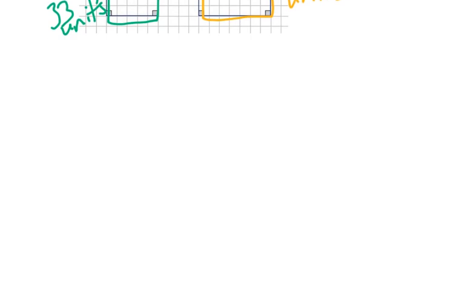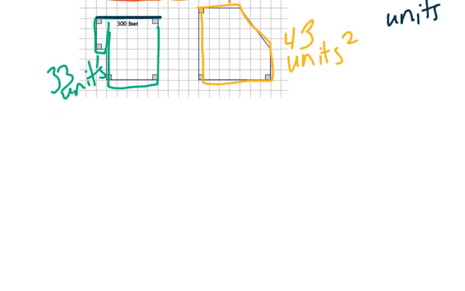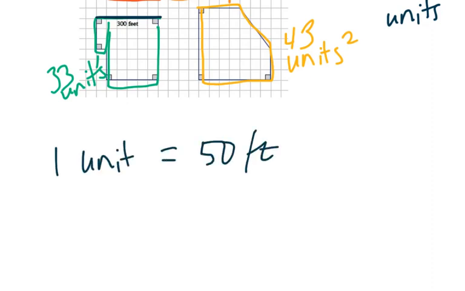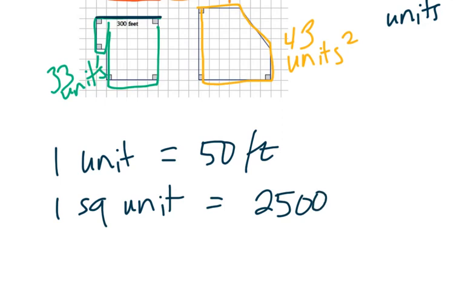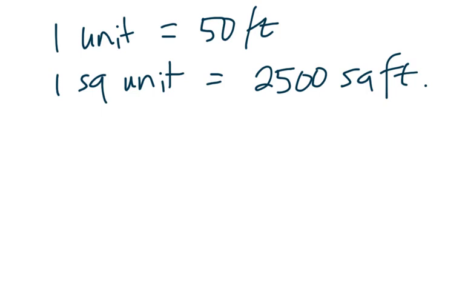So what we know is there's information here in the diagram that 6 units here give me 300 feet. So that means that each of those, you divide by 6, and that gives you 1 unit equal to 50 feet. And then if 1 unit is equal to 50 feet, then 1 square unit is equal to multiplying 50 by 50, or 2,500 square feet.